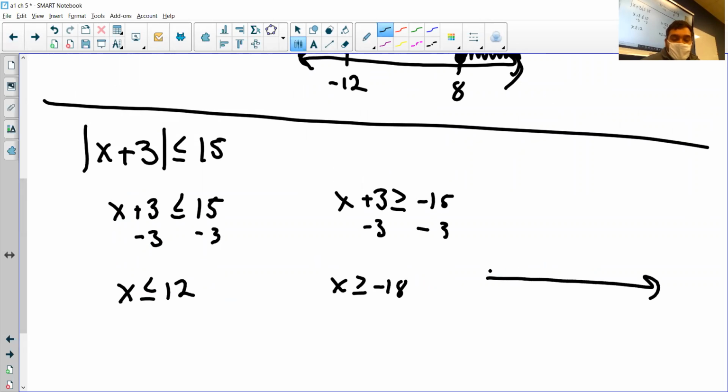Wait, this is an and statement? How is that the and statement? And then we switch the sign around. Why is it an and statement? People are asking that question. Oh, I did the negative row. So negative 18 is here. And x is bigger than negative 18, so I'm going to the right. But x is less than 12, so my circle's here. I close it in. This is an and statement, all right?